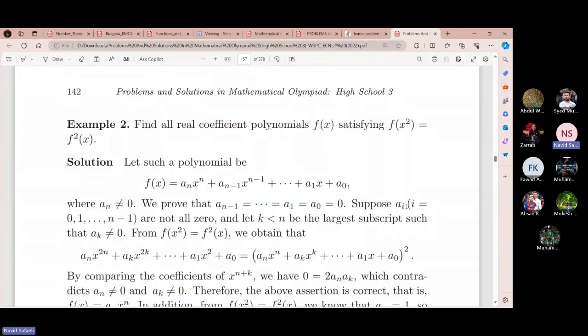Suppose that a i for some i here are not all 0, and let k less than n be the largest subscript such that a k is not 0. From this, we find that on the left, f of x squared would be this. And on the right, we have this. Any objection?